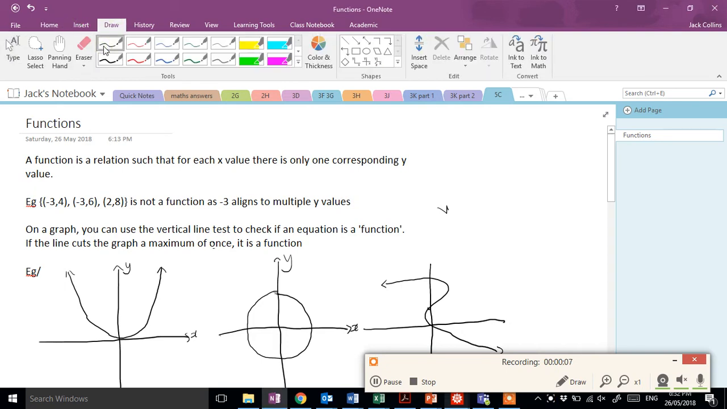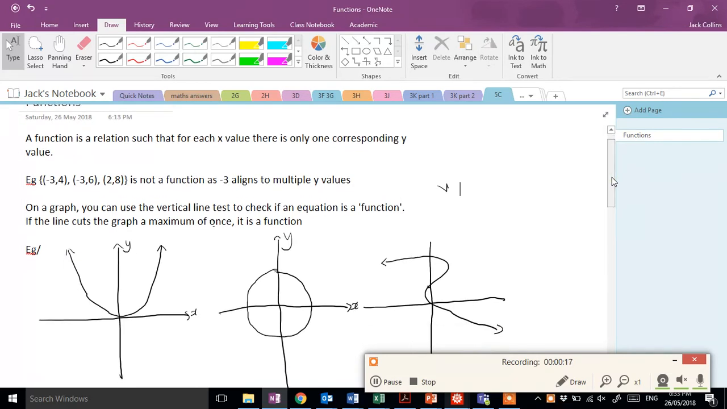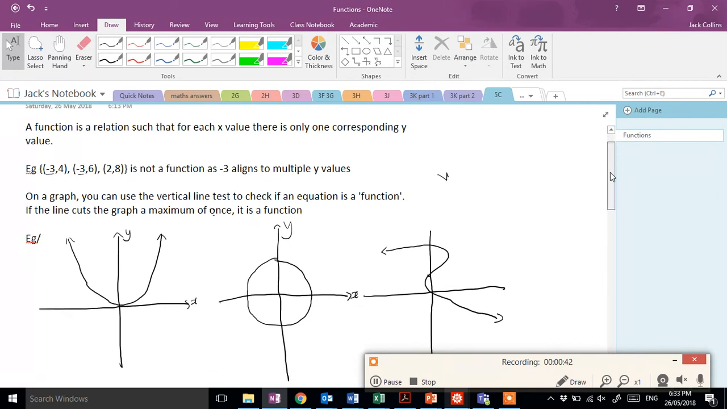Today we're going to look at exercise 5C, which is looking at defining functions and how we go about doing that. So, the definition for a function is a relation such that for every x value, there's only one corresponding y value. Okay? So if we look at an example here of ordered pairs, we've got (-3, 4), (-3, 6), and (2, 8). And we'd say this is not a function because the value of -3 has two separate y values. Okay, so each x value should only have one corresponding y value. So that's one way to look at it.